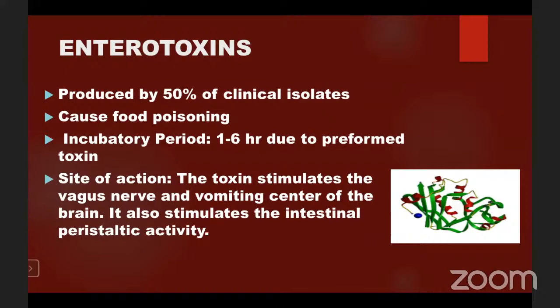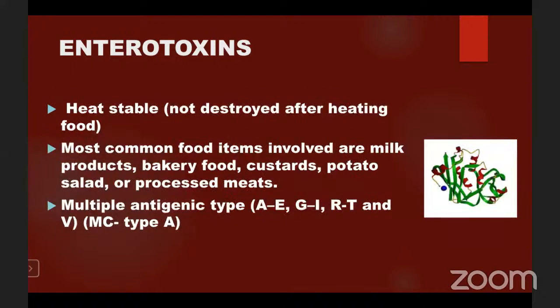Next one is the enterotoxin. It is produced by 50% of clinical isolates and it will cause food poisoning. The incubation period of enterotoxin is 1 to 6 hours due to preformed toxin. Site of action: the toxin will stimulate the vagus nerve and vomiting center of the brain. It also stimulates the intestinal peristaltic activity. It is heat stable, and the most common food items involved are milk products, bakery food, custards, potato salad, or processed meat. It has multiple antigenic types. Most common type is type A.